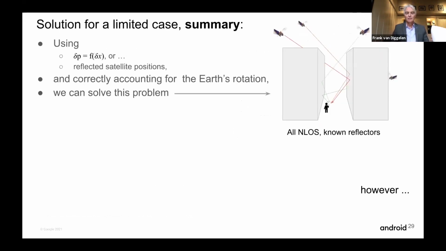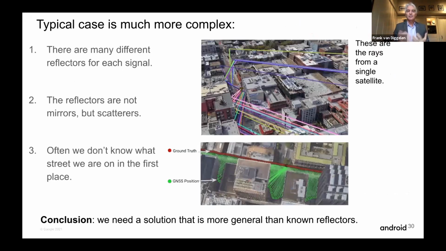So in summary, for this limited case, either using the substitution of the known measurements for the unknown measurements and making them a function of the unknown delta x, or using a reflected satellite position, and in either case correctly accounting for the Earth's rotation, we can solve this problem, which at first glance seemed insoluble. So that's great. However, are we done and can you go home? No, we're only halfway through, because unfortunately, there are several things that break the assumptions that we just used in that exercise.